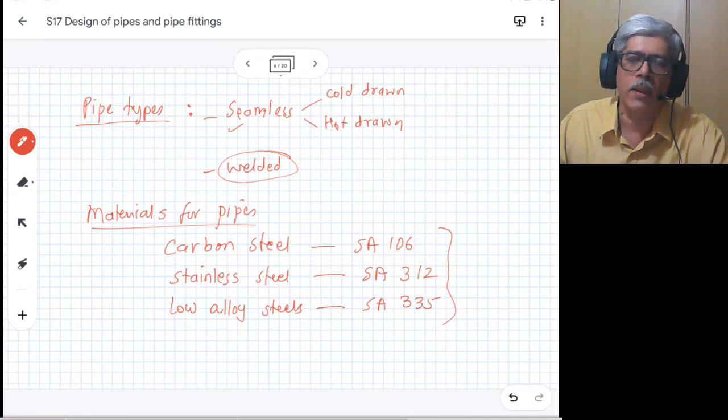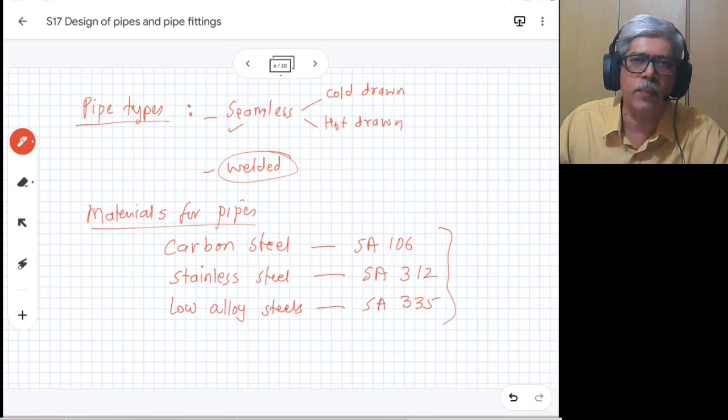So if you want to order carbon steel pipe, you'll have to order SA106, and within that there are grades. So SA106 grade B would indicate a certain class of material which is to be used.